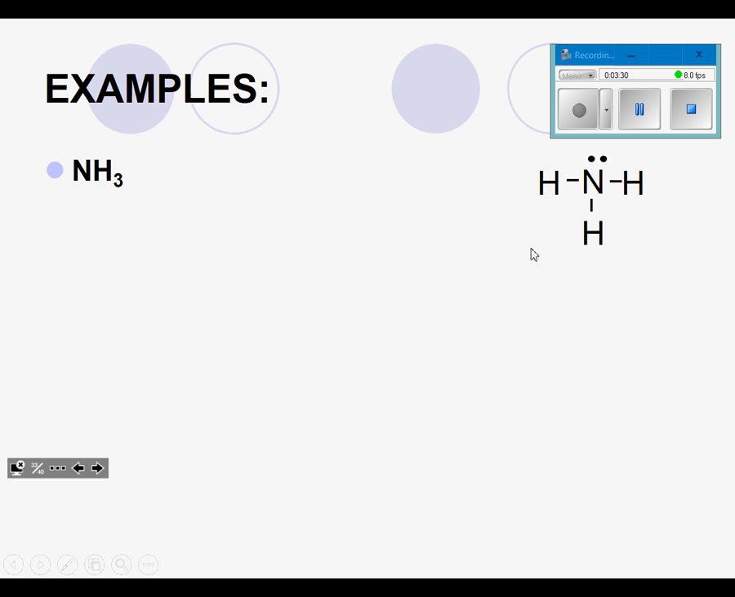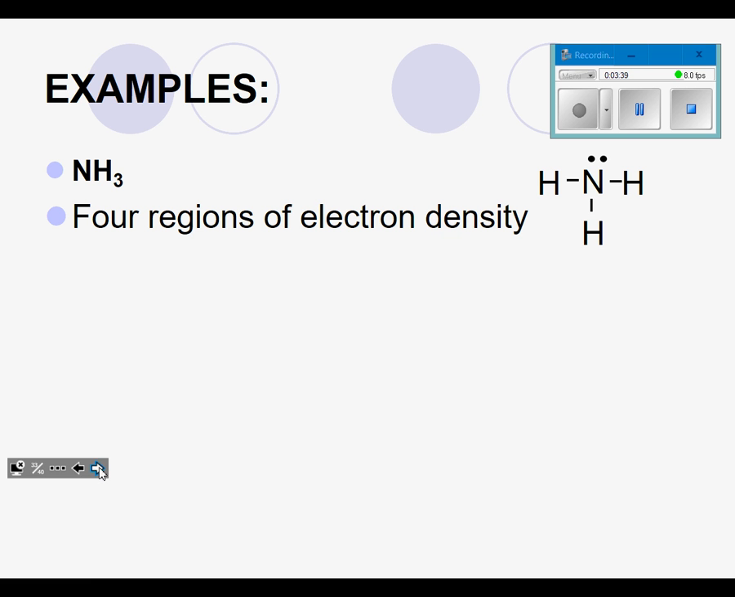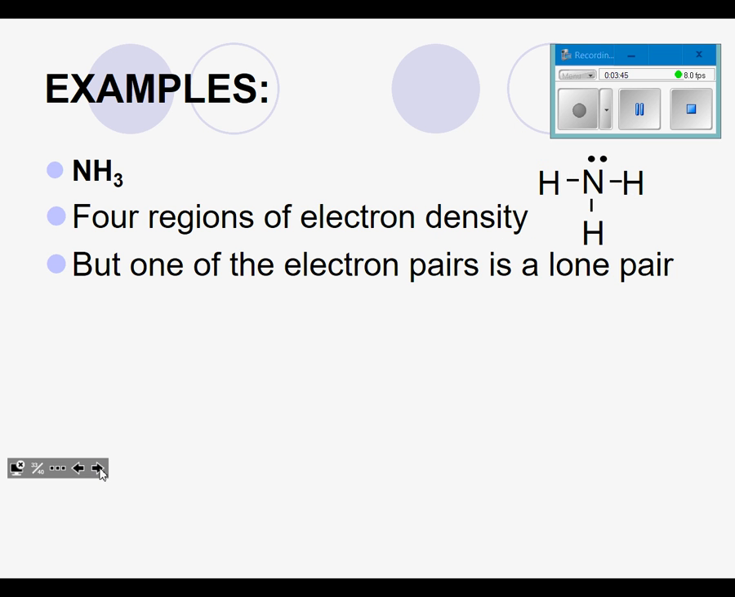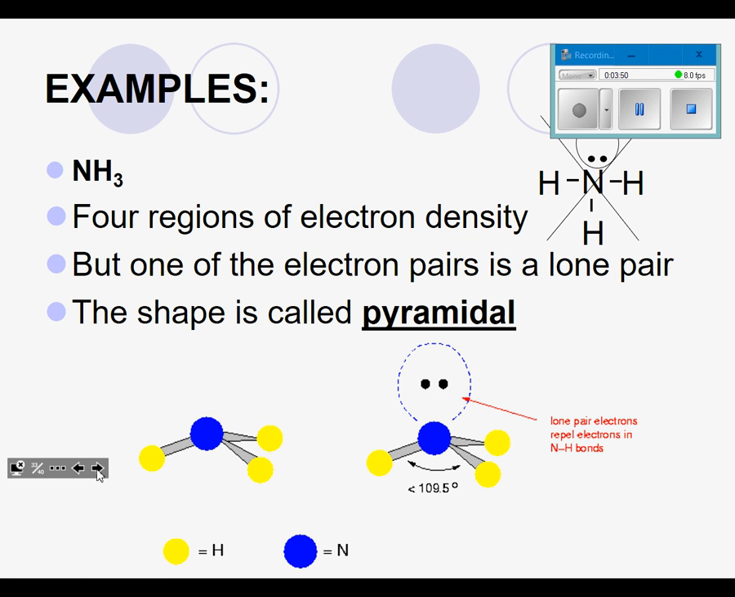All right, the next one is NH3. So when we drew the diagram, it looked like this with nitrogen in the middle. It had 3 bonded pairs and 1 lone pair. Okay, so there are still 4 regions of electron density. 1 is the lone pair, and then the other 3 are the bonds. Okay, so one of those is a lone pair, though. Okay, so that's different than what we just had.